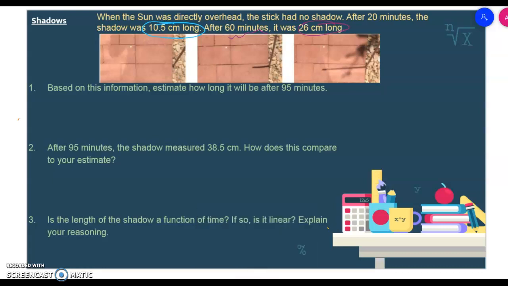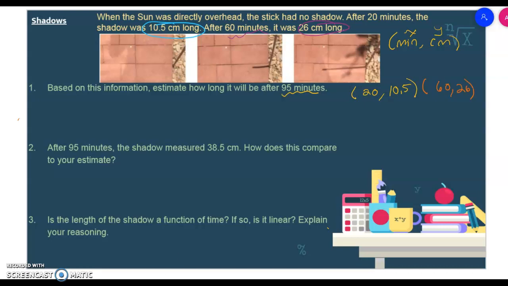So what we have here is we need to, based on the information, estimate how long the shadow will be after 95 minutes. So I can actually see I have two sets of points here, and I can use my point slope formula. So I know that my x is going to be minutes, and my y is going to be how long my centimeters are. So my first one, I have 20 and 10.5, and my second one here, I have 60 and 26 centimeters.